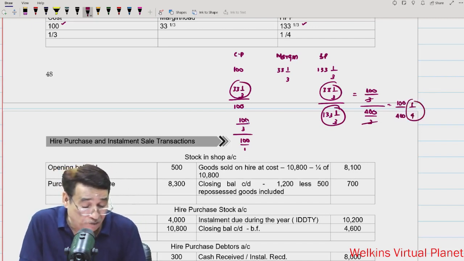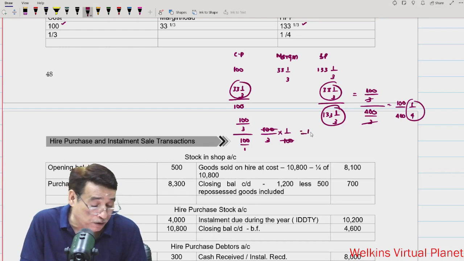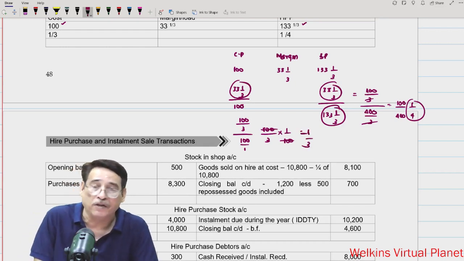Similarly, if I am going to find this one, you can find it in this manner. 100 by 3, this is the numerator term. Now below, you write in this manner, 1/100. So your 100 will get cancelled, and ultimately the rate of margin on cost will be equal to 1/3. Is it clear to you?